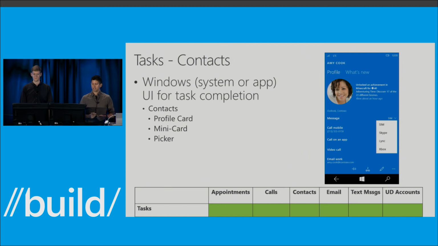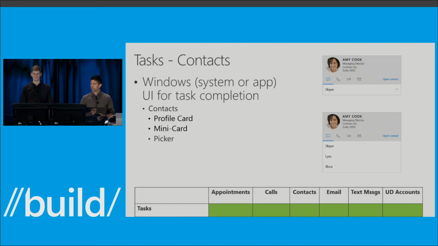Next, there are contacts. So we have 3 different tasks that you can enable for contacts. These 3 tasks are to bring up the profile card. And you can bring that up based on data that you have, whether that's an email address or phone number or even a contact ID. Or you can build a profile card just from blank data that doesn't necessarily match with somebody in the contacts database.